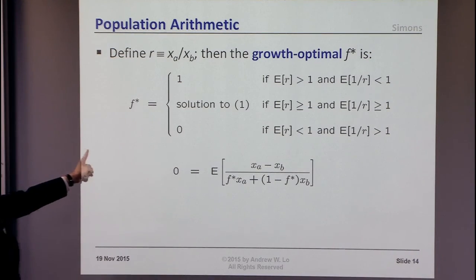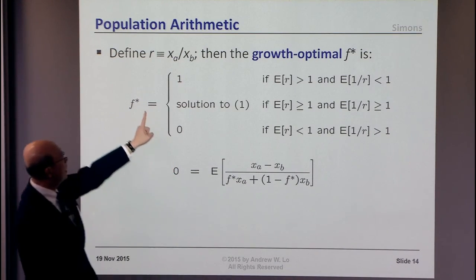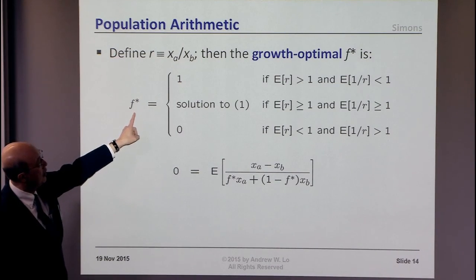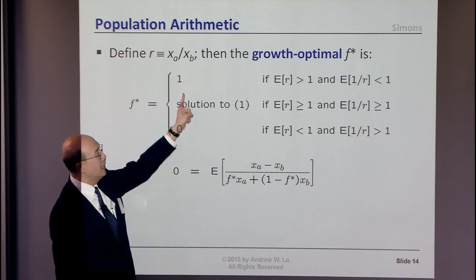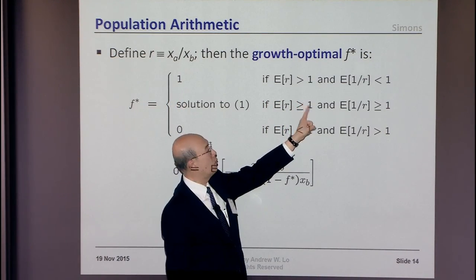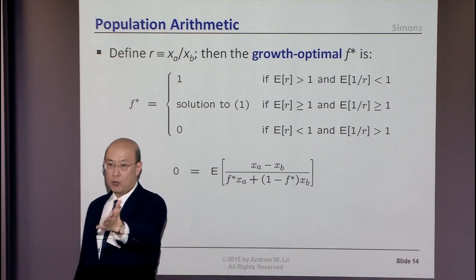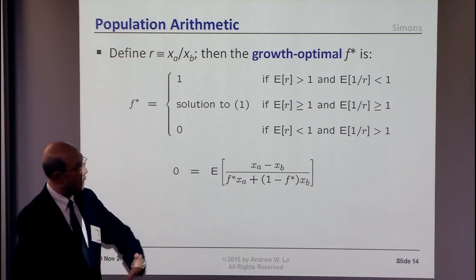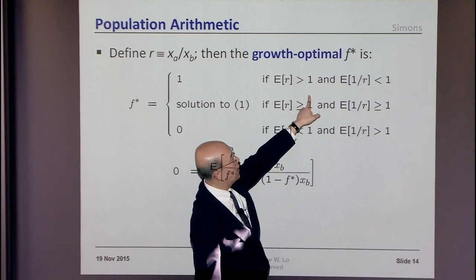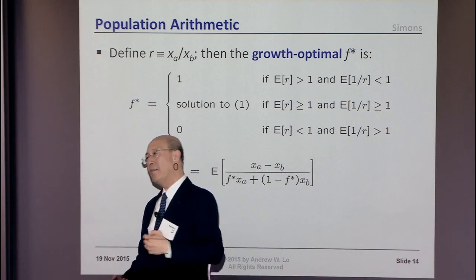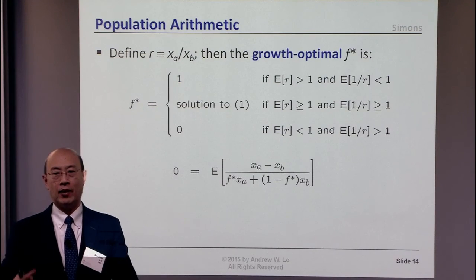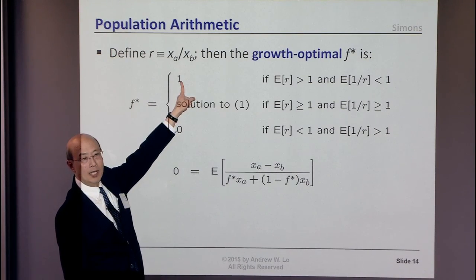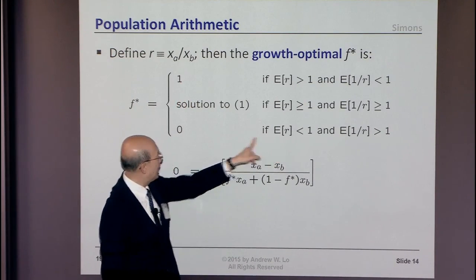There will be, yes. So this is a random variable. It turns out that the optimal growth rate, the behavior that maximizes the growth rate, f star, is going to be equal to 1 if the expectation of r is greater than 1 and the expectation of the reciprocal is less than 1. This is your question about the means. If xa is much better than xb, and much better means the expected ratio is greater than 1 and the expected reciprocal is less than 1, that means A is going to be much better than B in terms of the number of offspring. That means that in order to maximize your growth rate, you really should pick A all the time. If the reverse is true, then you should pick B all the time.